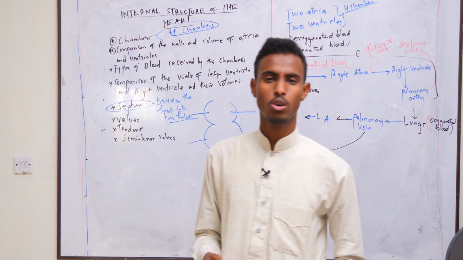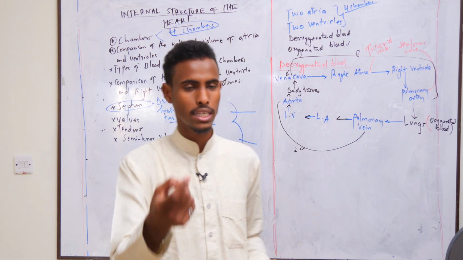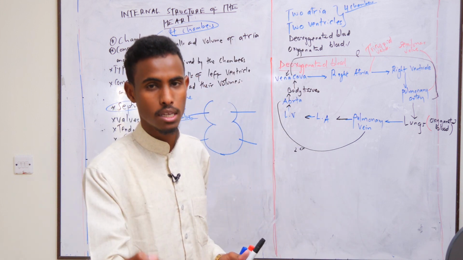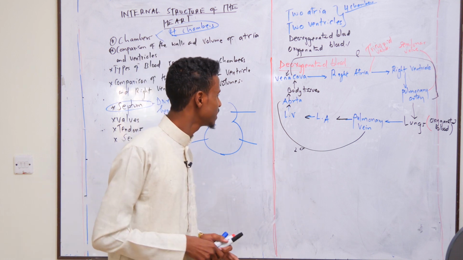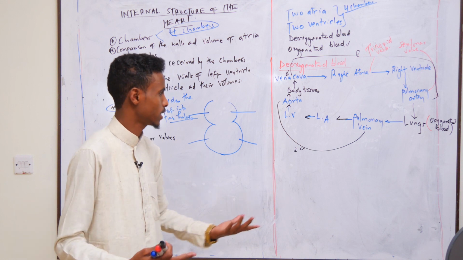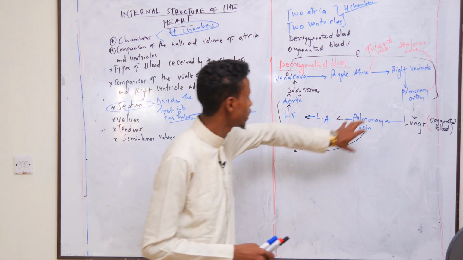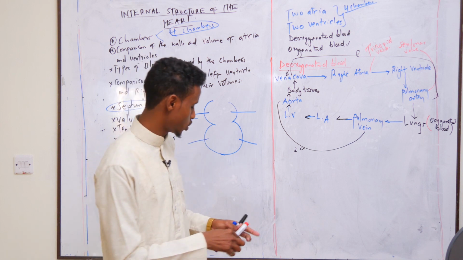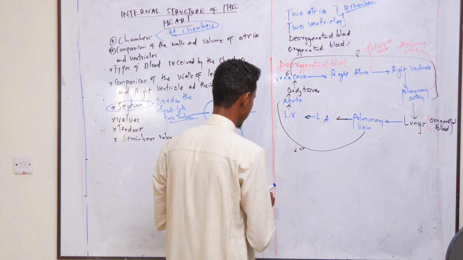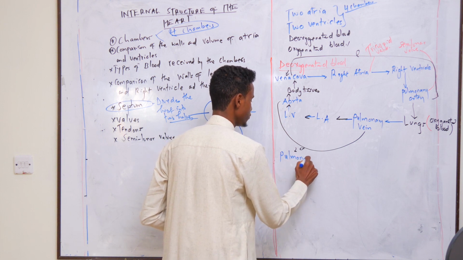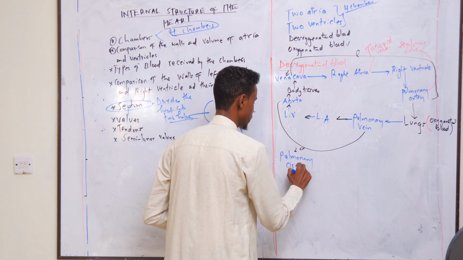Now from there, I want us to discuss another thing. We have 2 types of circulation. We have the pulmonary circulation and the systemic circulation. Now I want us to look at what is pulmonary circulation and what is systemic circulation. Let's start with the first one, pulmonary circulation.